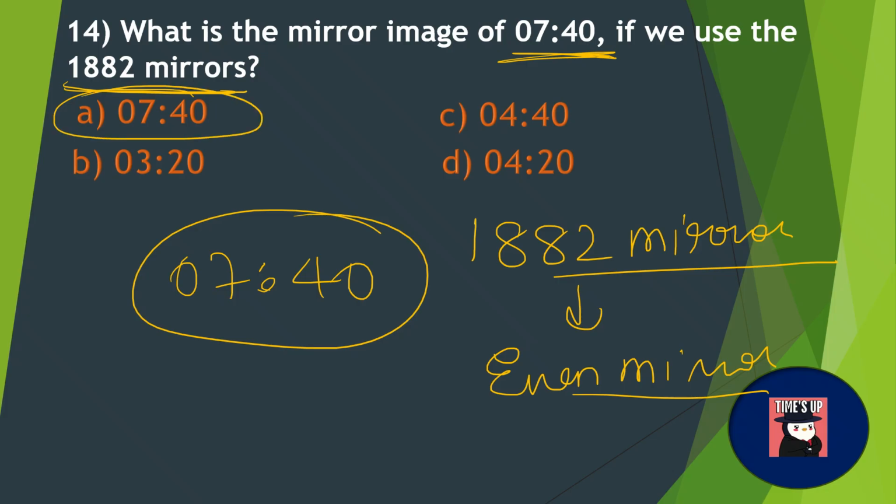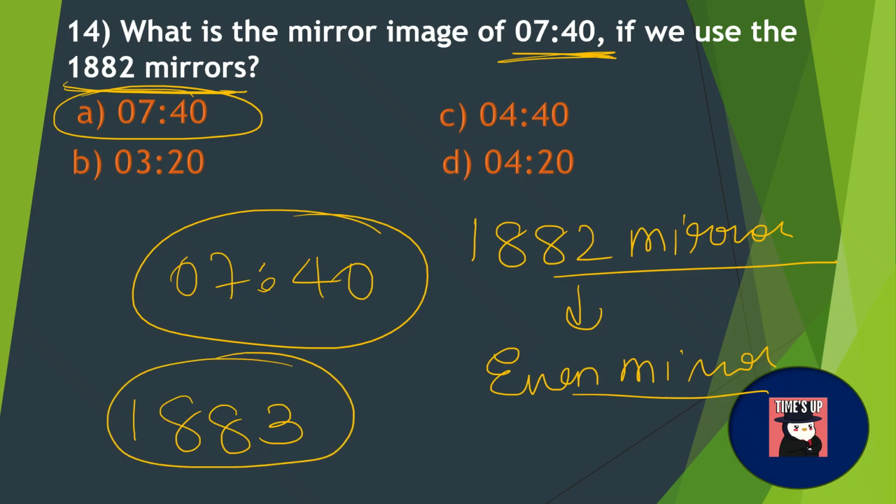Now if odd number mirror was given, suppose instead of 1882, 1883 was given, then in that case it becomes an odd mirror. And in case of odd mirror, you need to subtract it from this 740, you need to subtract it from 1160. Understanding? So here the answer is 740. Same time because even mirror is asked. Okay.